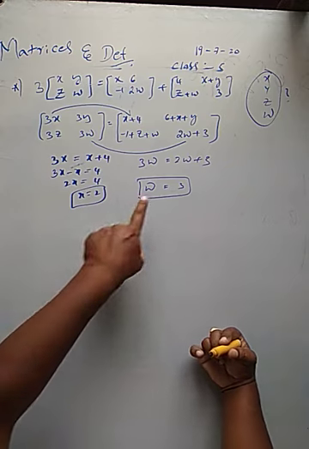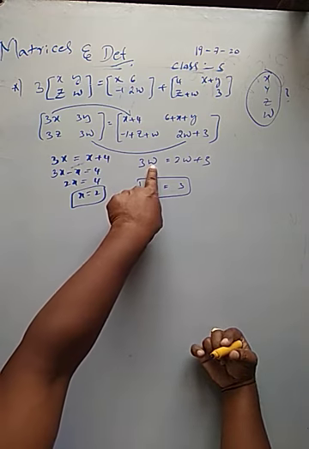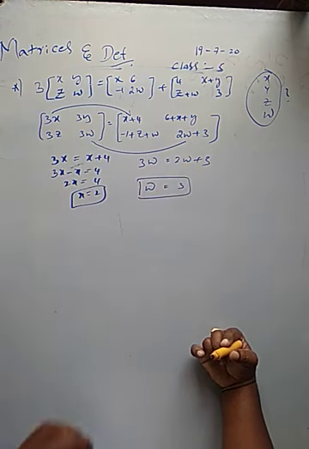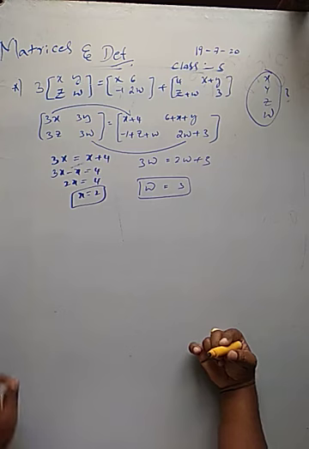Yes, if we substitute omega plus L3, 3 3 is 9. Again substituting, 3 2 is 6 plus 3 is 9, balanced. So no problem.